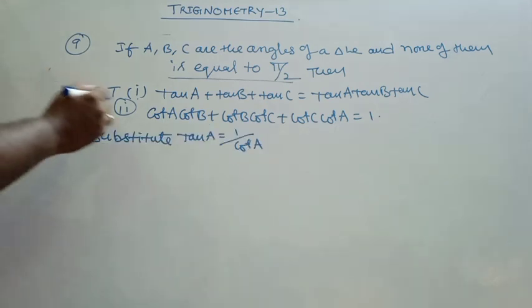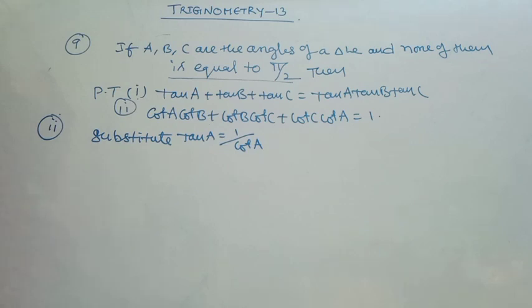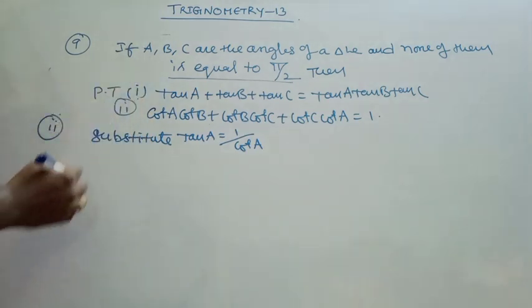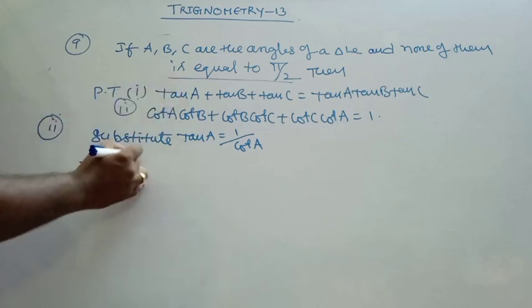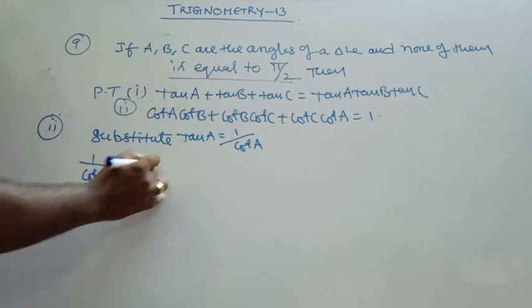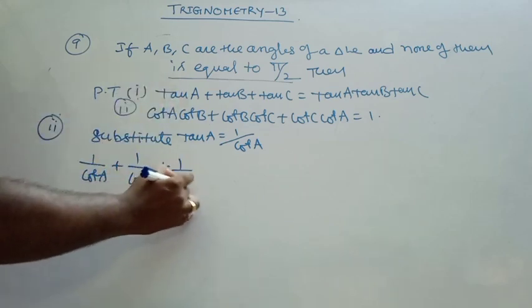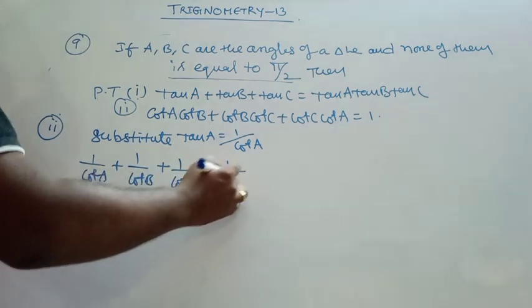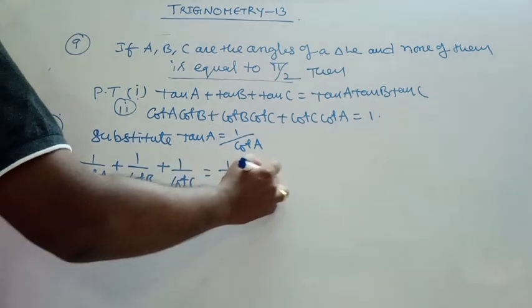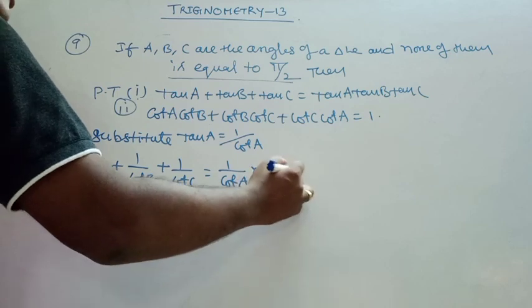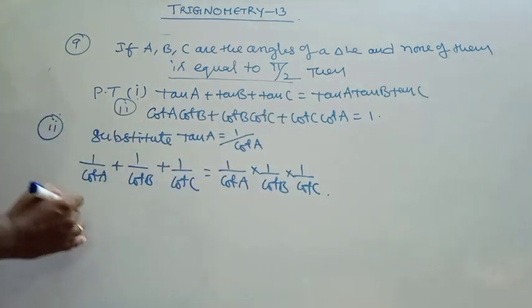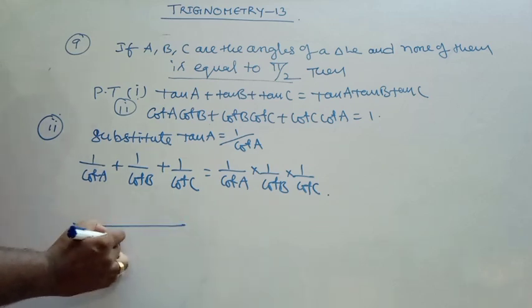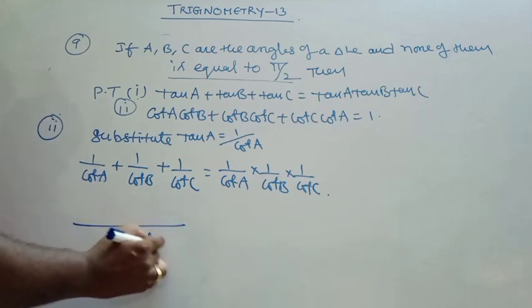Now to prove the second one, you substitute tan A equal to 1 by cot A in the first result. That means tan A is 1 by cot A, tan B is 1 by cot B, and tan C is 1 by cot C. This equals 1 by cot A into 1 by cot B into 1 by cot C. Everything you convert into cot. Now you take the LCM.